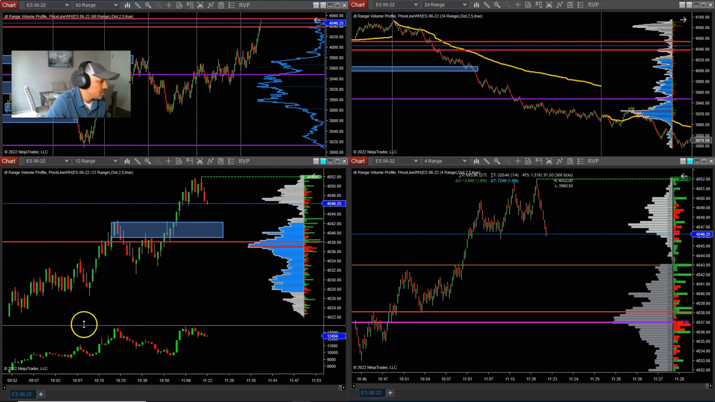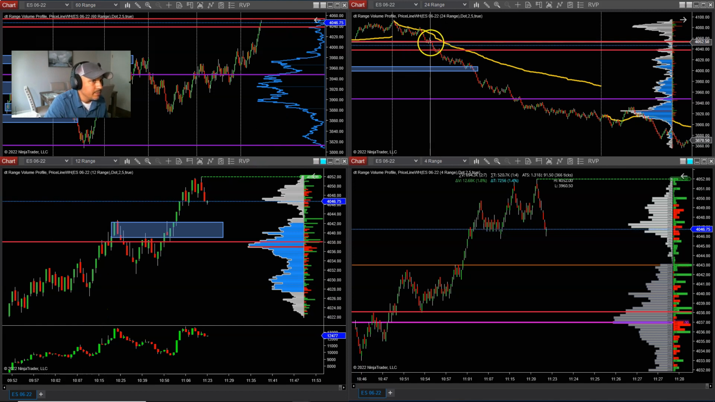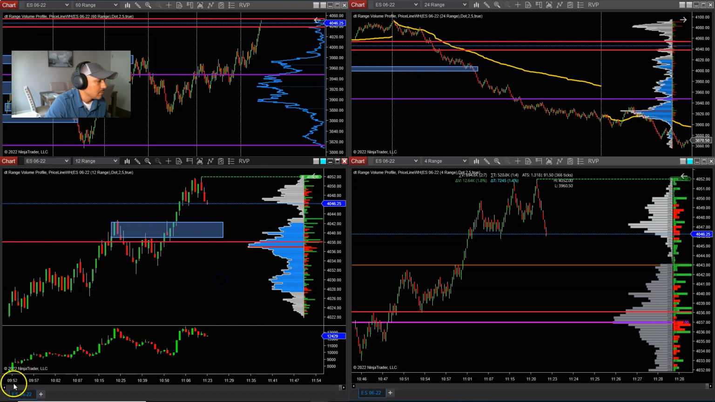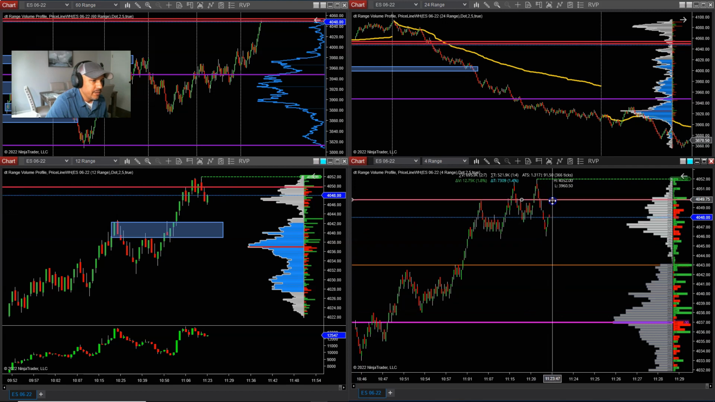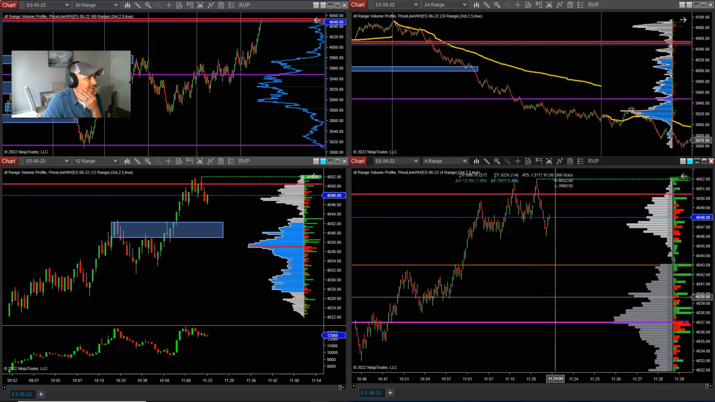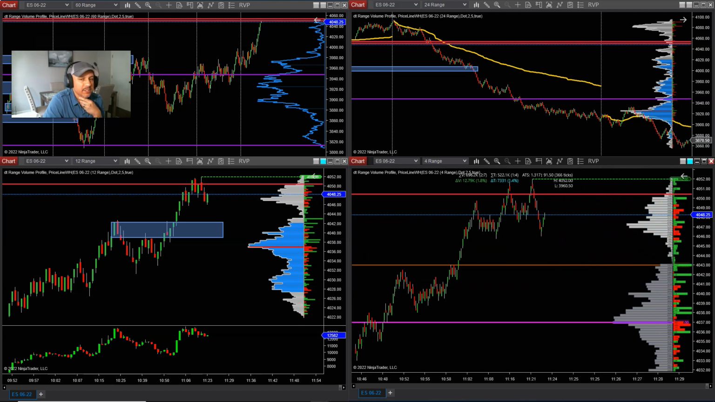Rejected that area I told you about in the 24 range. Little small area right here. Let's see if we can get a pull back to this area right here above the high volume node. Maybe I take a little quick scalp, micro range trading. We'll see. Just back down to the lows.